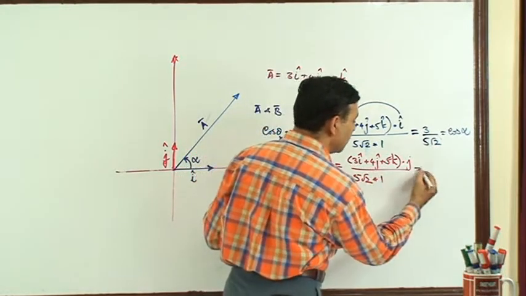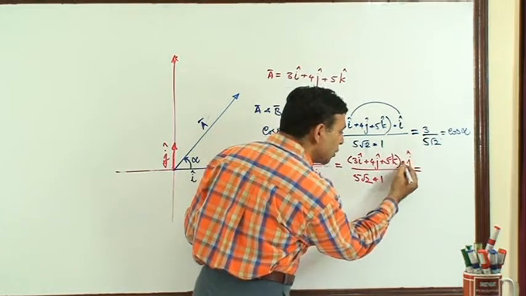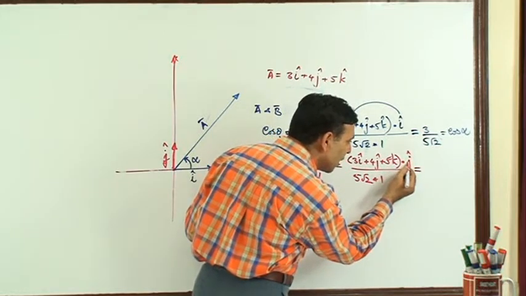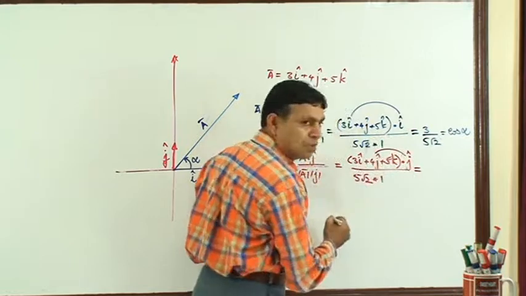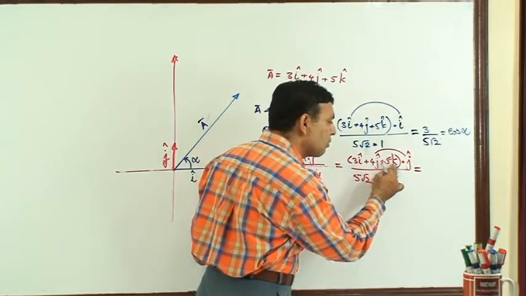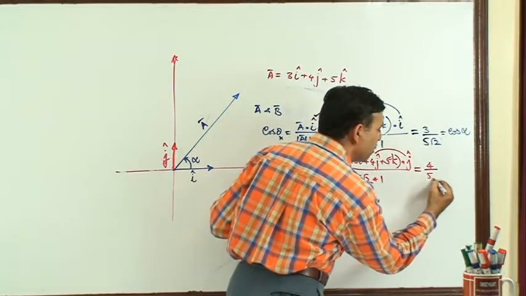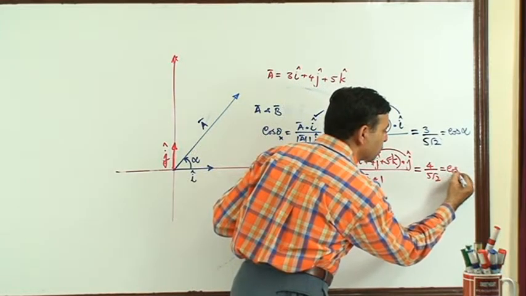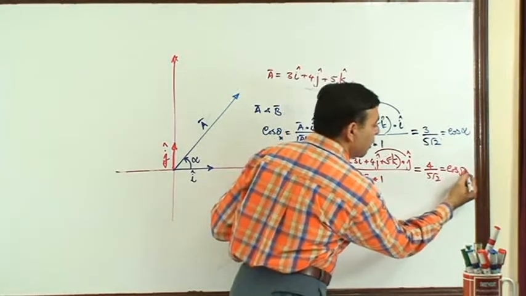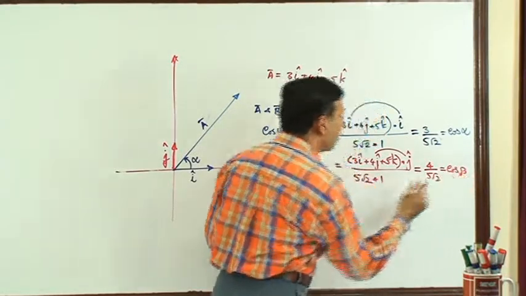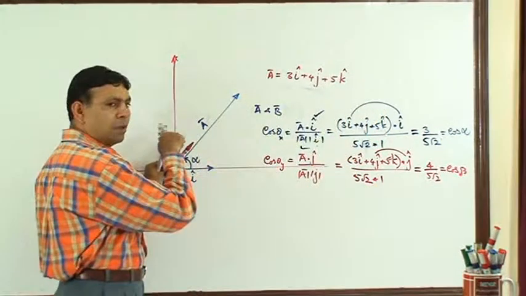Now you need to dot here only j with j. Rest of the terms anyway will become 0. So 4j dot j is going to be 4. And by 5 root 2, this is, I'll call it cos beta, where beta is the angle vector A makes with the positive y-axis. Is that clear, everybody?